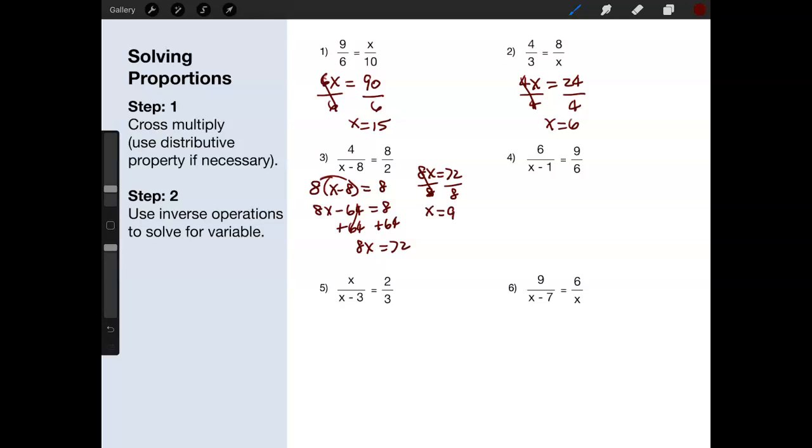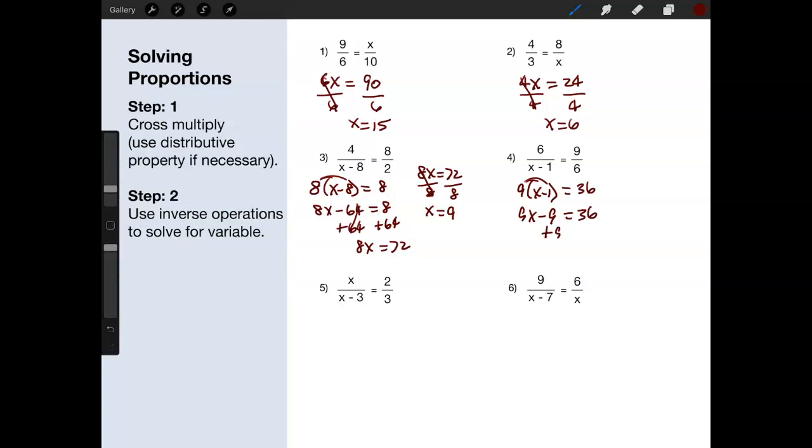For number 4, we have 6 over x minus 1 equals 9 over 6. We follow the same procedure. 9 times x minus 1 equals 6 times 6, which is 36. We distribute the 9. 9x minus 9 equals 36.